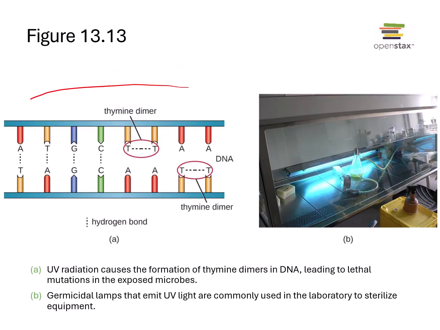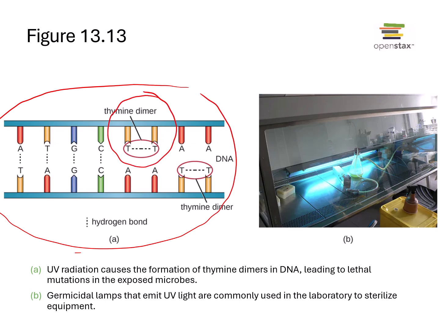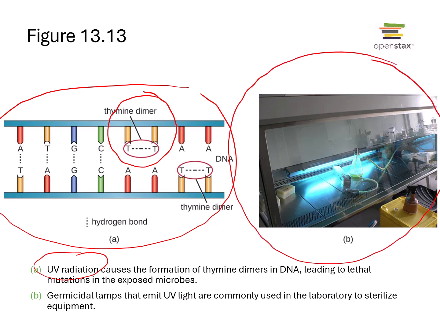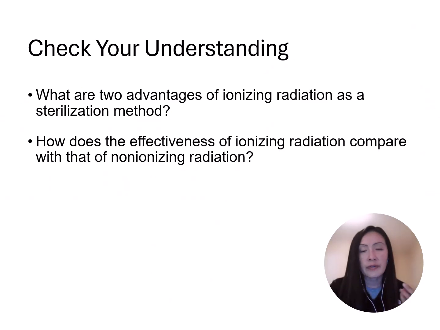Here we have a double-stranded DNA segment with thymine dimers caused by exposure to UV radiation. On the right, we see that a lot of our biological safety cabinets have UV light built in order to sterilize the equipment underneath. What are two advantages of ionizing radiation as a sterilization method? So one is deep penetration. X-rays and gamma rays can pass through packaging. They're also highly effective. They cause double-strand DNA breaks, killing even endospores. So it's useful for heat-sensitive medical supplies and food preservation.